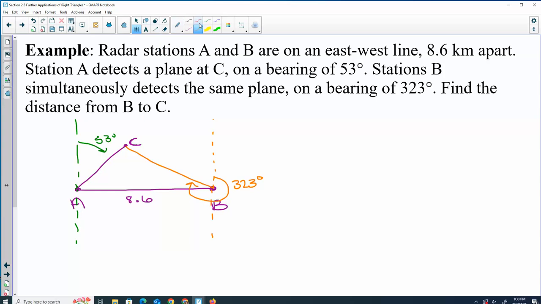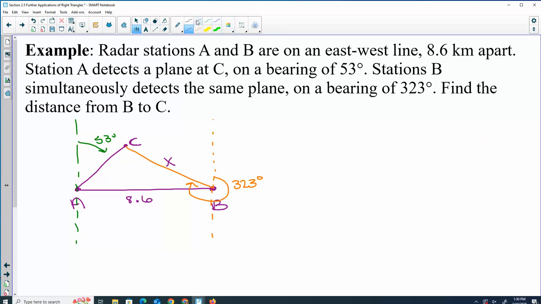Find the distance from B to C. So I am looking for this side right here. I'm going to call it X. What we have to remember, our trig functions only work if we have a right triangle. So I have to know that this is a right triangle. Have I given you that information yet? No. So we need to find out our angles to get there.